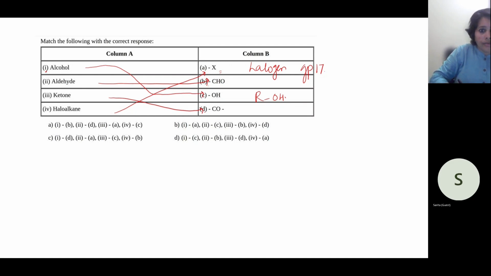Let's match 1. 1 means C. So 1B, it is not there. Again 1A, discard it. 1D, no. Let's check this. 1C, 2 is aldehyde, CHO, 2 is B, 3 is D, 4 is A. So the answer is D.